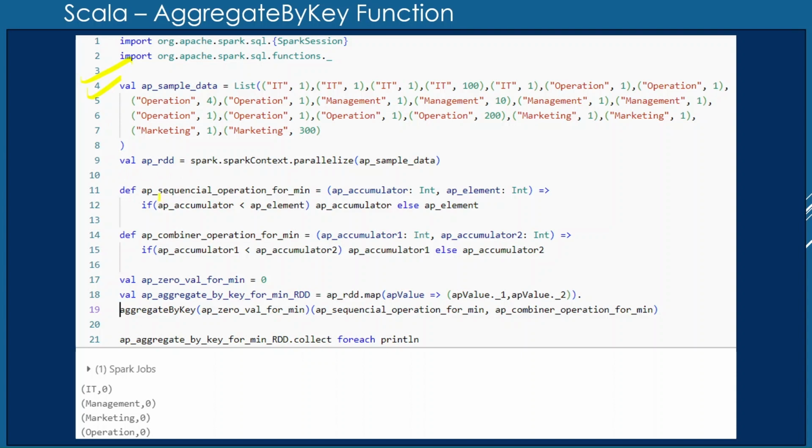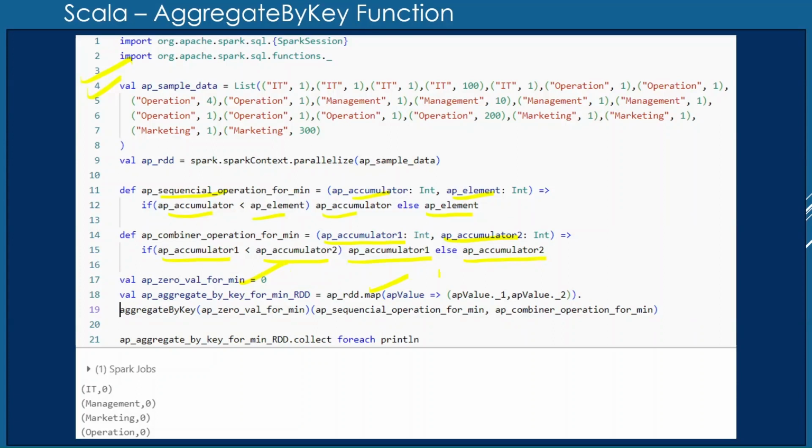Let's discuss from here. This is the sequential operation, and we are passing AP accumulator and AP element. It says that if AP accumulator is less than AP element, then return AP accumulator, otherwise return AP element. Here also, in this combiner operation, we are passing two parameters, AP accumulator 1 and AP accumulator 2. If AP accumulator 1 is less than AP accumulator 2, then return AP accumulator 1, else return AP accumulator 2. And here we are just defining the non-zero value.